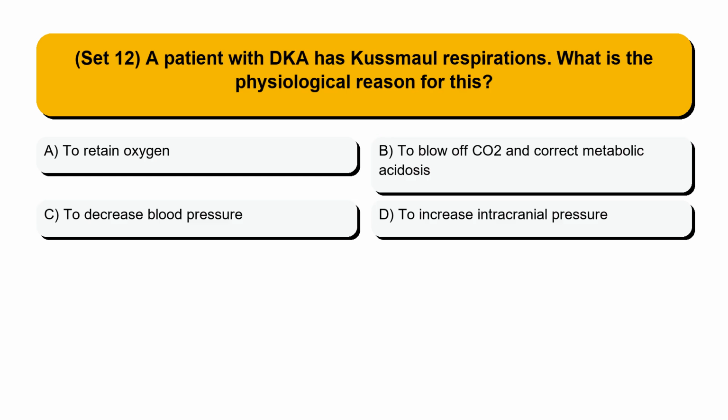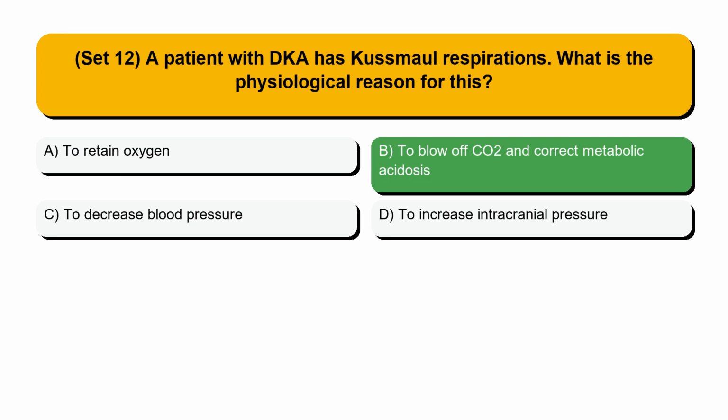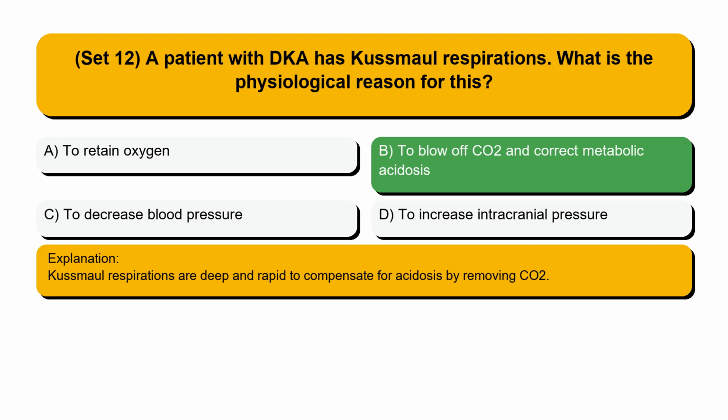Question 12. Set 12. A patient with DKA has Kussmaul respirations. What is the physiological reason for this? Option A, to retain oxygen. Option B, to blow off CO2 and correct metabolic acidosis. Option C, to decrease blood pressure. Option D, to increase intracranial pressure. The correct answer is option B. To blow off CO2 and correct metabolic acidosis. Kussmaul respirations are deep and rapid to compensate for acidosis by removing CO2.